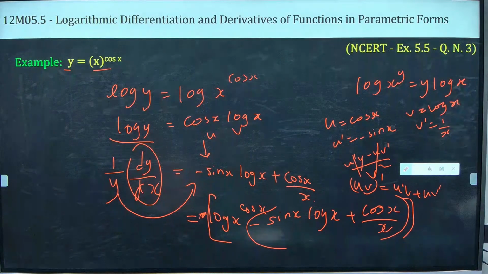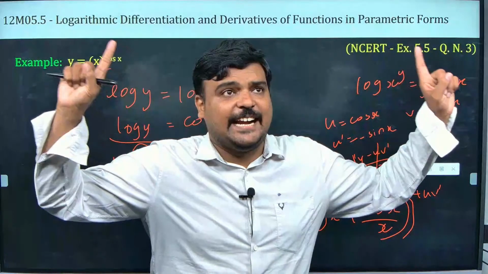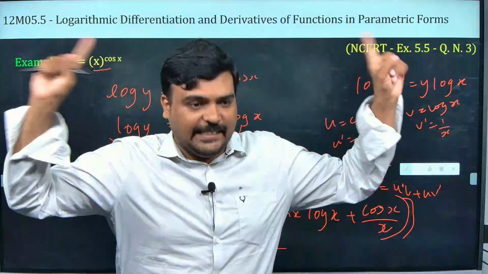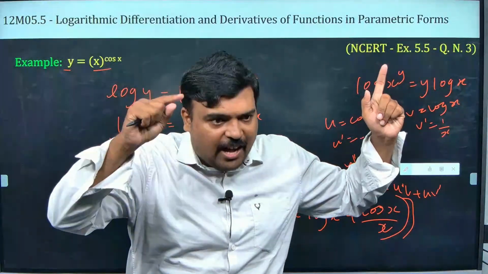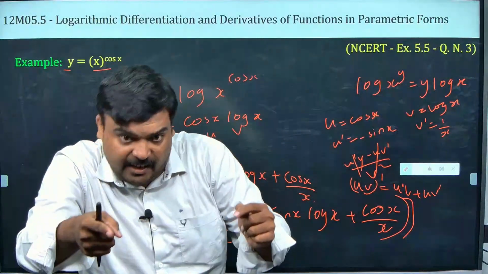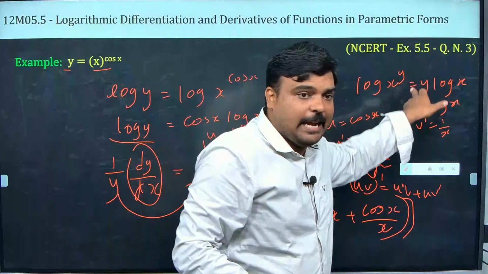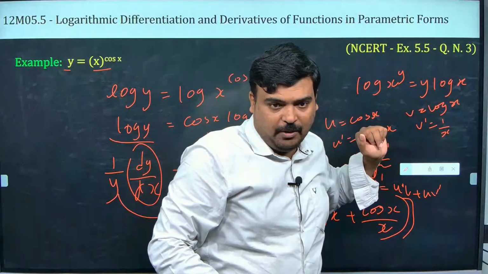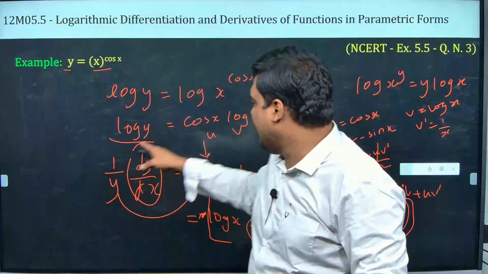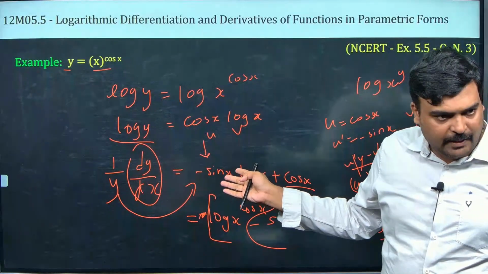Now I will erase this sum. The same question has to be done by you. What to do? Take log on both sides. Once again I'll repeat, take log on both sides. Using the logarithmic power law, the power will come as a multiplication after taking log. That is log x power y will become y log x. Now this will become a product, so use the uv formula for the product.